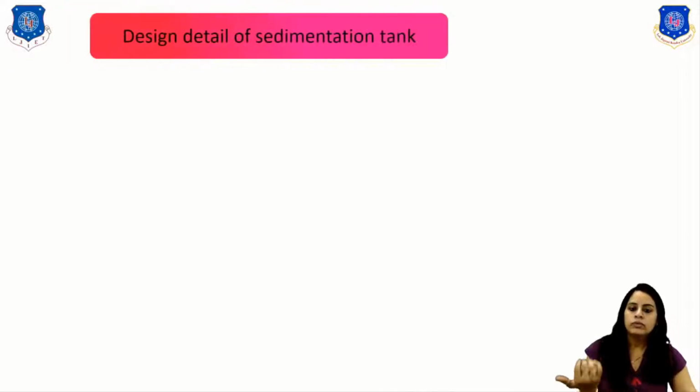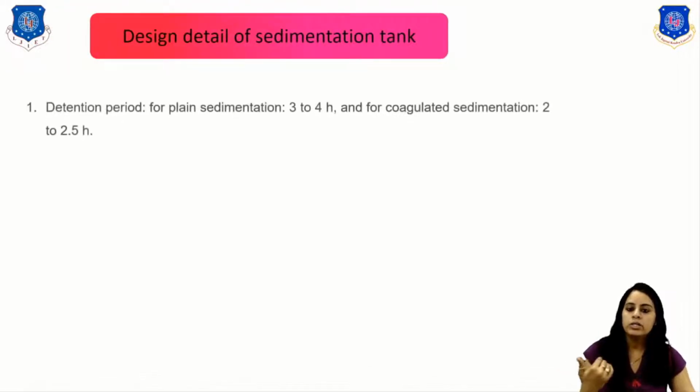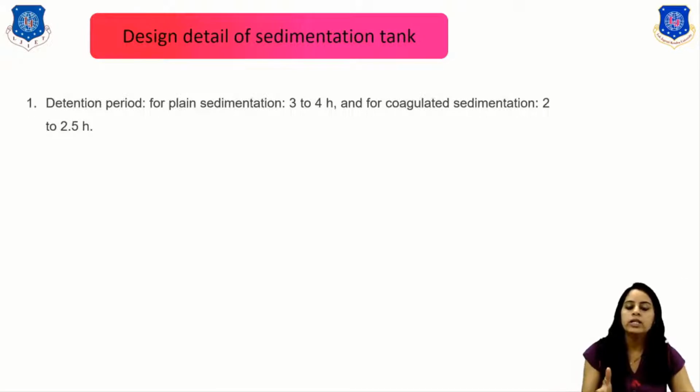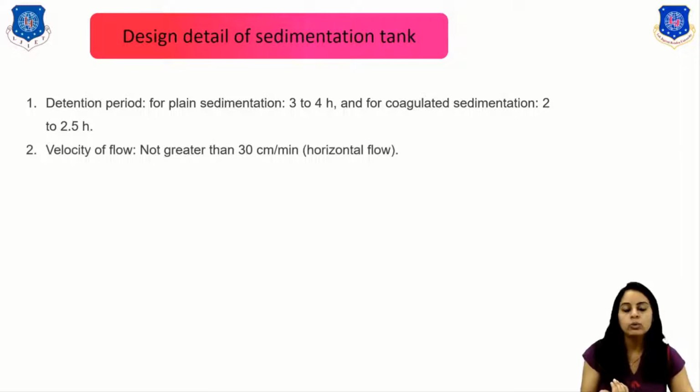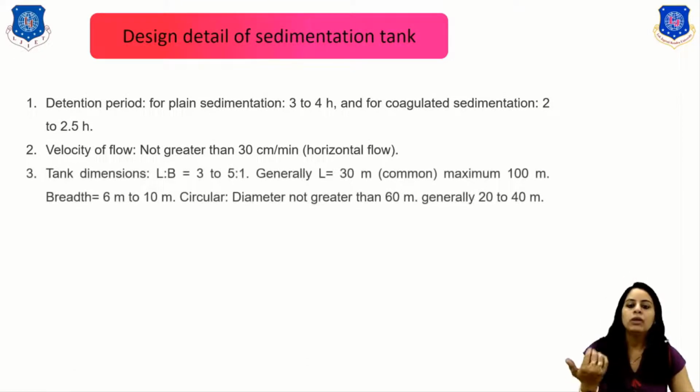Now the design details of the sedimentation tank. First, the detention period for the plain sedimentation tank is 3 to 4 hours, and for the coagulated sedimentation tank it is 2 to 2.5 hours. The velocity is not greater than 30 centimeter per minute for horizontal flow. Then the tank dimension: L to B is 3 to 5:1, and generally L is 30 meter, common up to a maximum of 100 meter. The width is 6 to 10 meter.